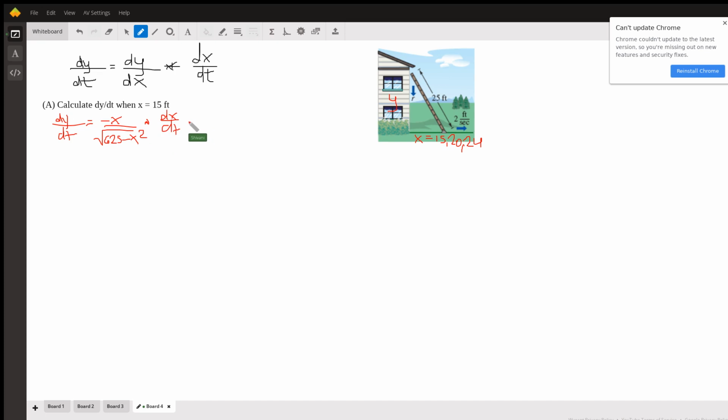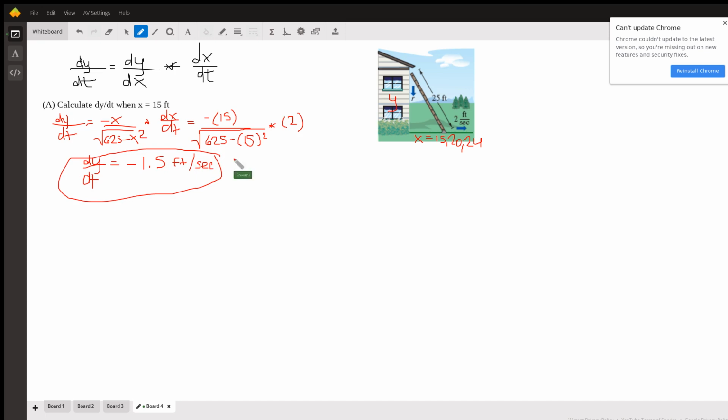So we substitute 15 for x: negative 15 over the square root of 625 minus 15 squared, times dx over dt, which is 2, because that represents the 2 feet per second. So when we plug all this into our calculator, let's see what we get for dy over dt. Let me just calculate this real quick. All right, so I got negative 1.5, and the units are feet per second.